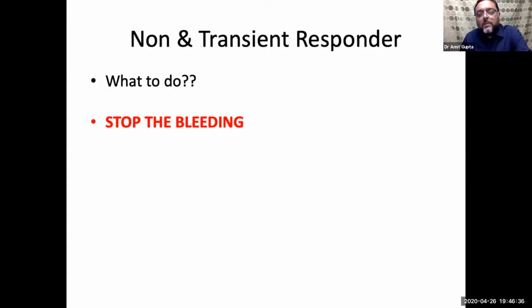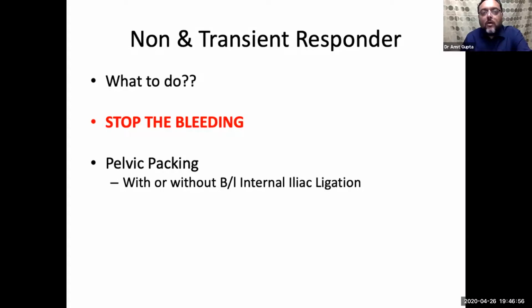So what is the armamentarium we have in a non-responder who is going into extremis? It is obviously, as Dr. Puneet said, pelvic packing. I would go into a little bit more detail about what you understand by pelvic packing or perivesical packing. It can be done with or without bilateral internal iliac ligation. Now, there's a lot of controversy about bilateral internal iliac ligations, but a patient in extremis who is alive is probably better than a patient who's dead.